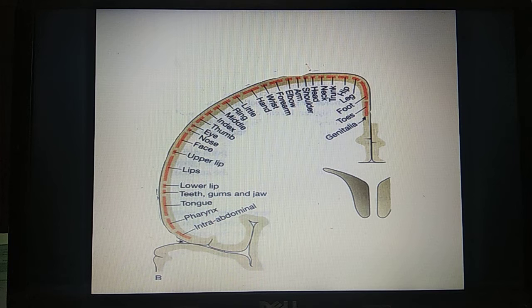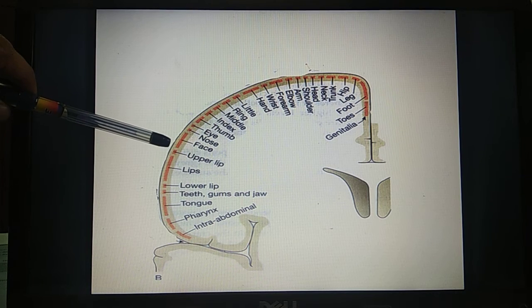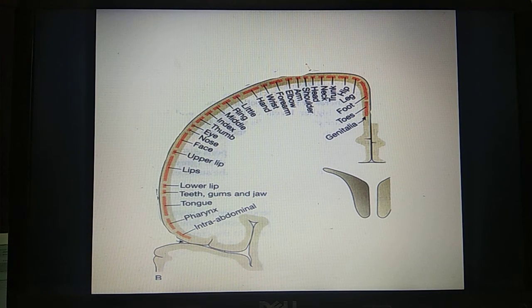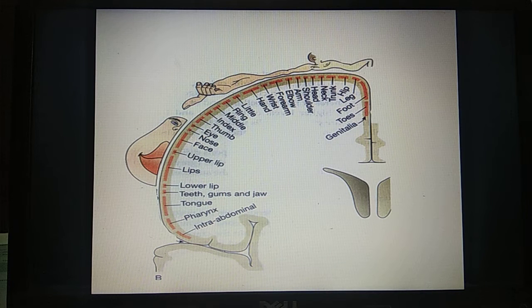So here again, the same sensory homunculus is there. All the fibers will go to the respective regions, from whichever part they are arising. Suppose the fibers are arising from the lips, they will go to the lips area. If it is arising from the pharynx, they will go to the pharynx area. So the same sensory homunculus is there in the dorsal column tract also.